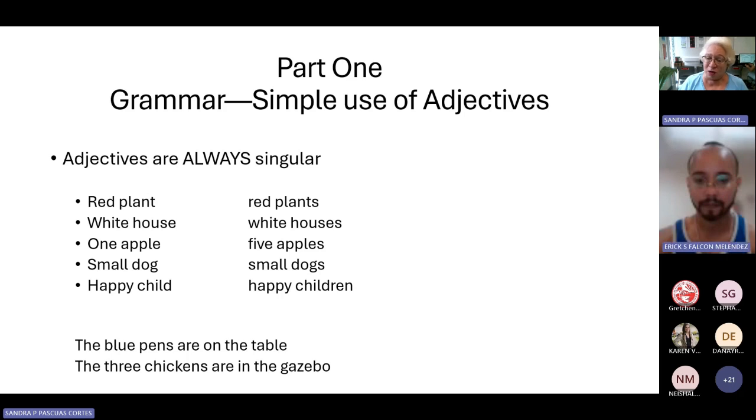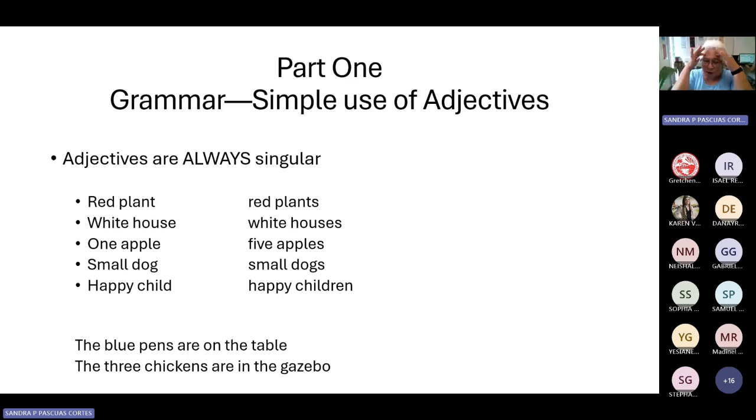Another example, White House, the same thing. White before the noun, before house, different from Spanish, because in Spanish, what do we say? Casa Blanca. But in English, it is different, and we have to remember that we are writing or speaking in English. So white comes before house, and if we have plural houses, white is always singular. White does not change.